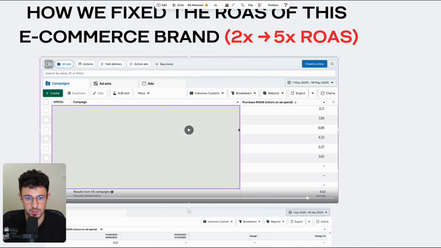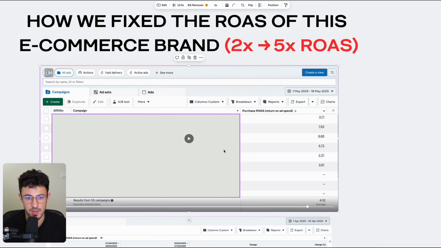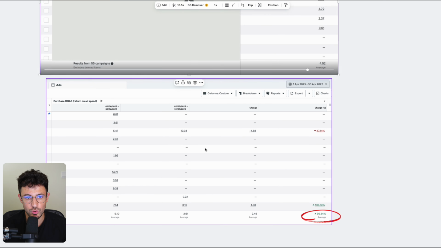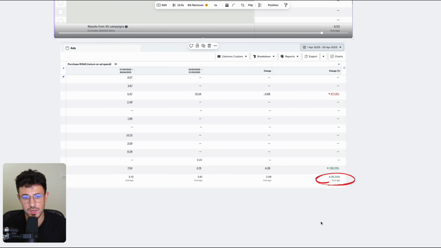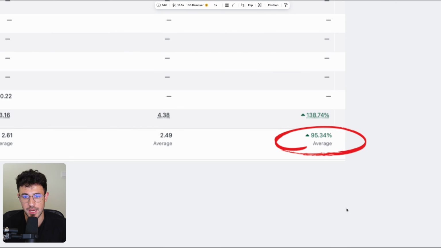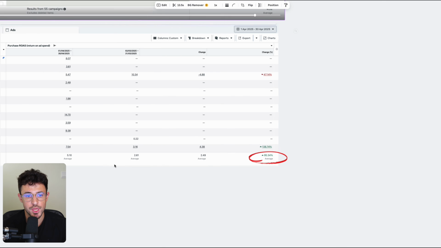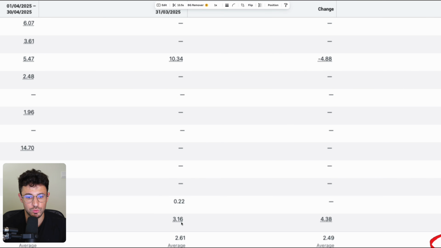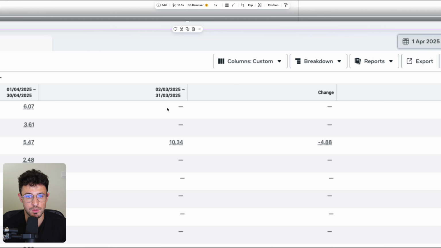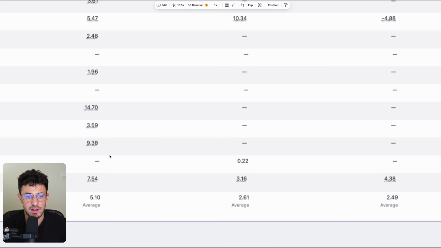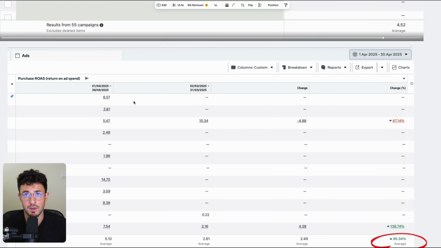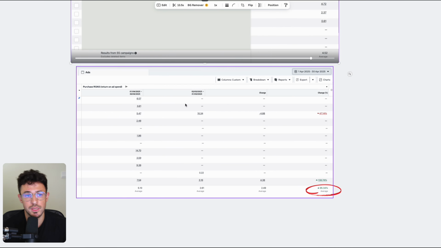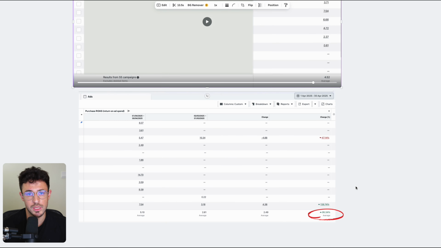May is still not finished, but yeah, this is the current situation. And if we look at the increase in the return on ad spend, this was actually a 95% increase. So we were able to go from a 2.61 in March to a 5.10 in April. And let me actually explain the process that we have used.